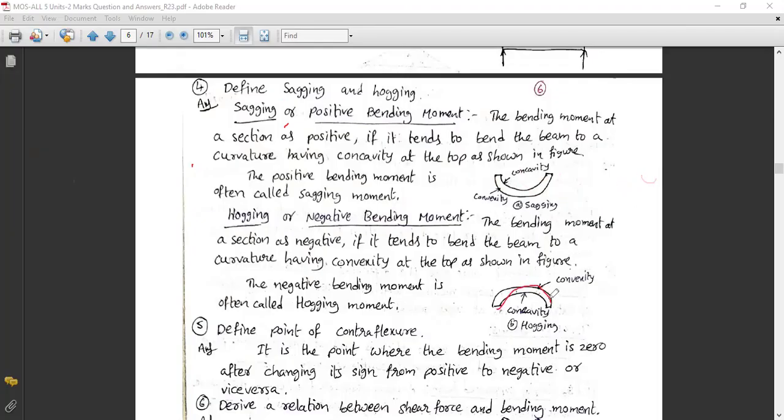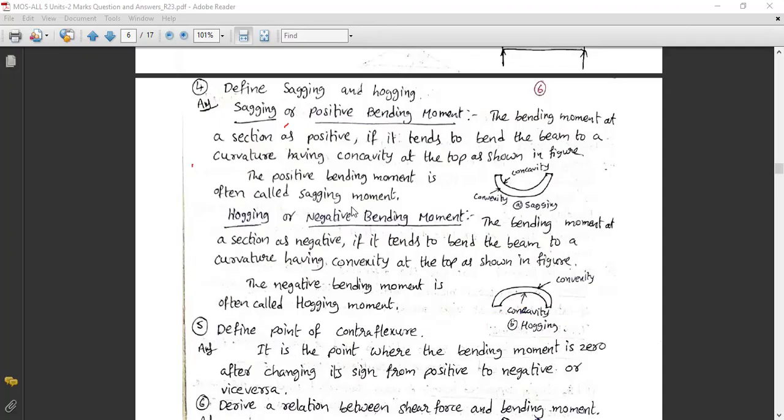This one is the opposite. This is hogging. In sagging, when load is applied, the beam is bent downwards. In hogging, when the loading is applied, the beam is bent upwards. So these are the two types of bending direction, sagging and hogging.